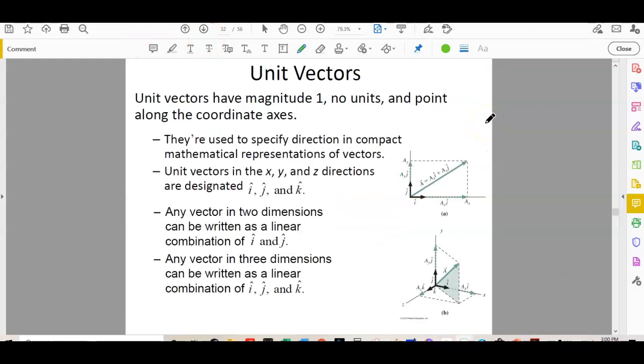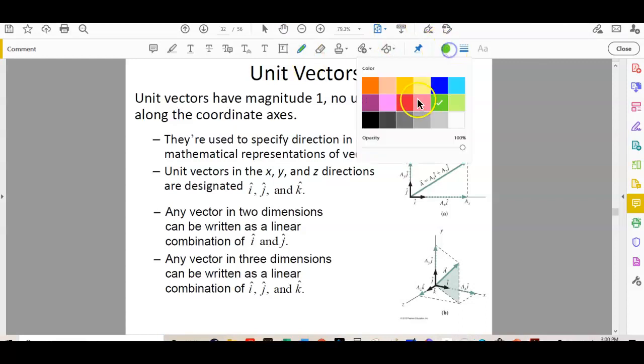So I've been talking about unit vectors this entire time, and I haven't really elaborated on what I mean by unit vectors.